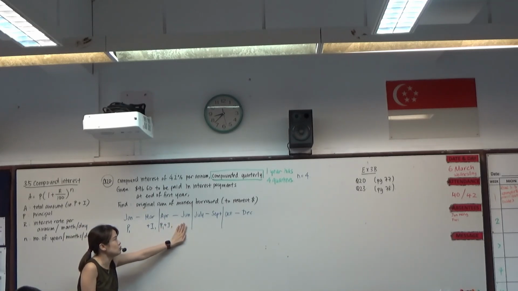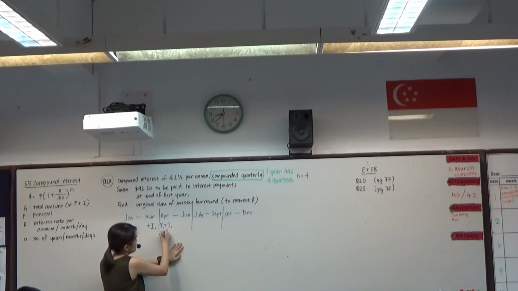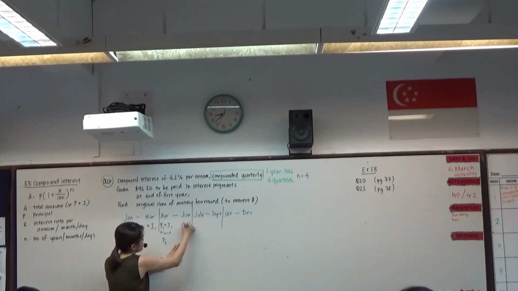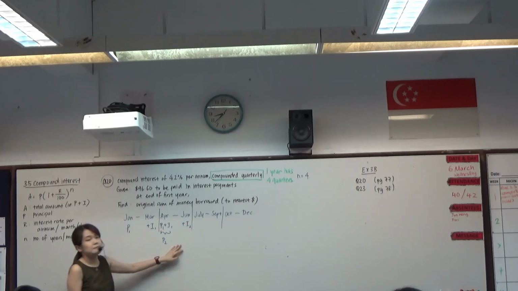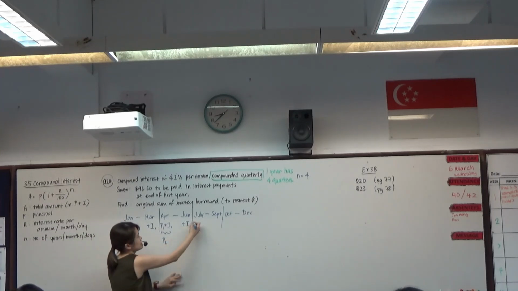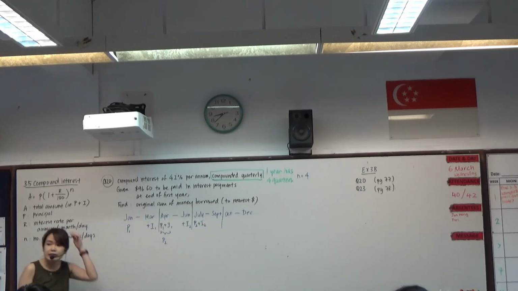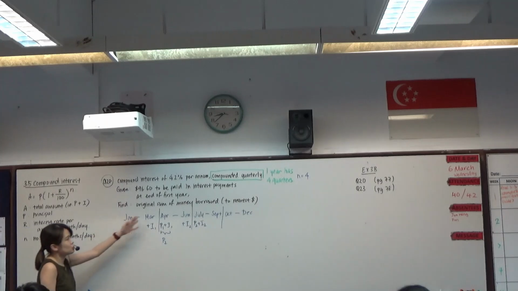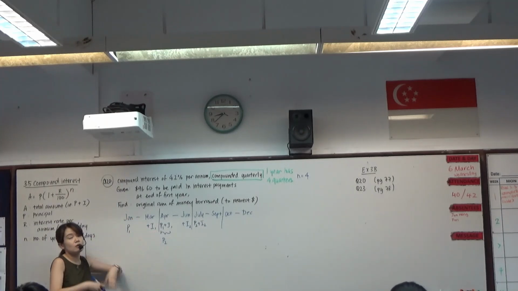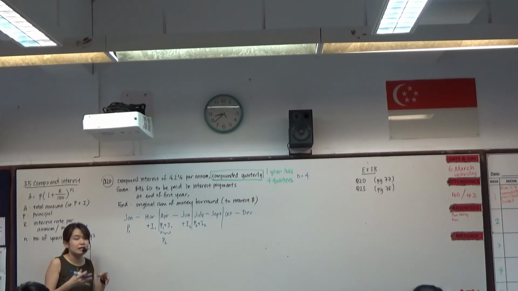Then at the end of June, you're going to get your interest, such that in July, you're starting off with a new principal again. That is the meaning of compounding quarterly. So every 3 months, you earn some interest. You're earning interest after 3 months, not after 1 year. You understand this idea of compounding quarterly?